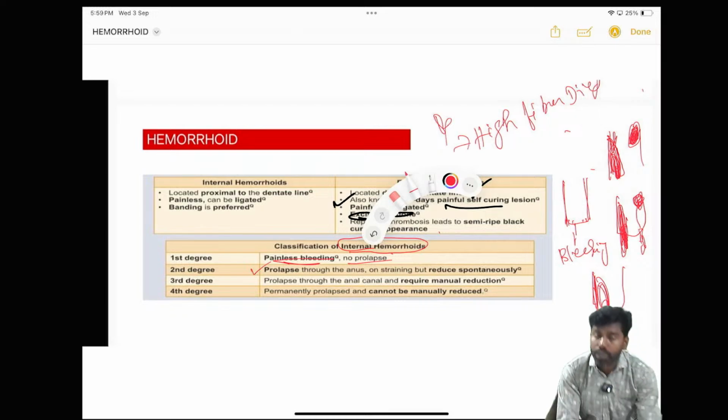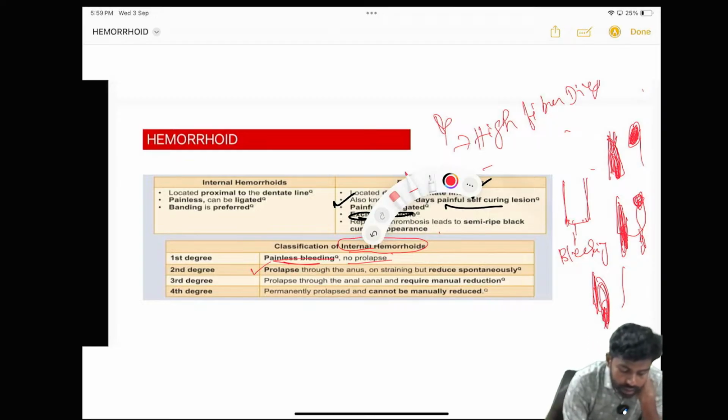Then you can give, like, if the patient has some fissure or a tight anal sphincter, some relaxation will also occur. So you can try sitz bath. You can try sitz bath.